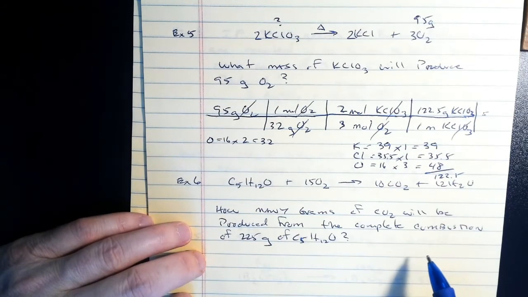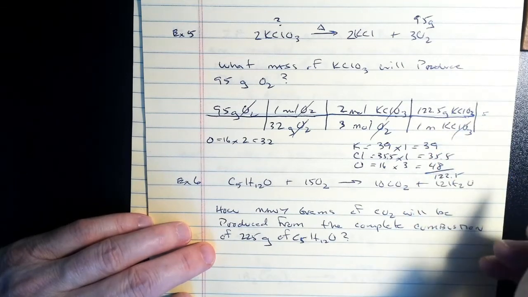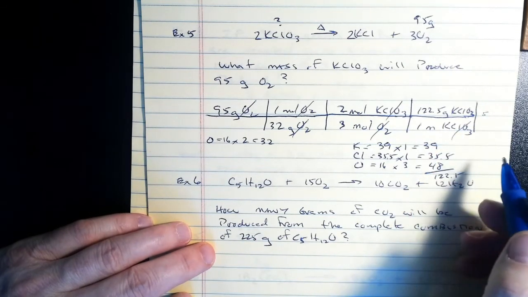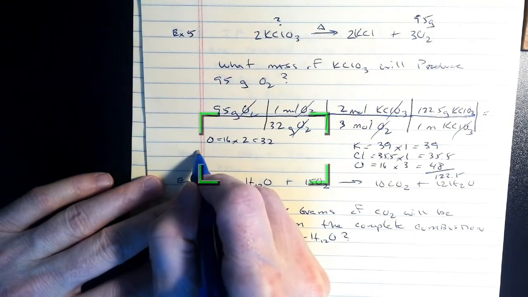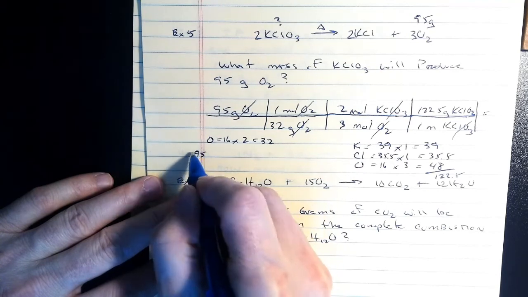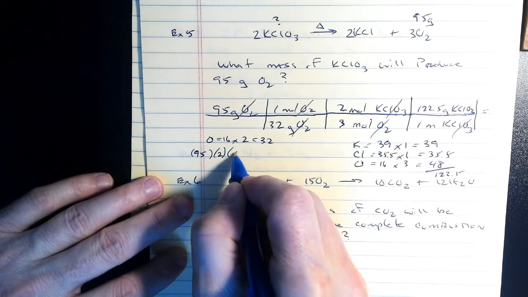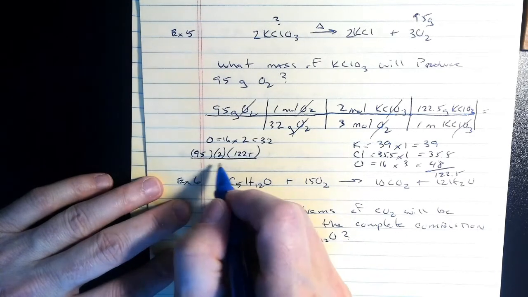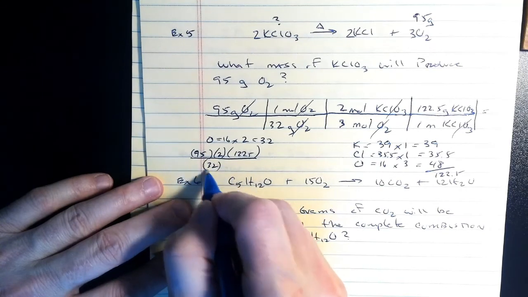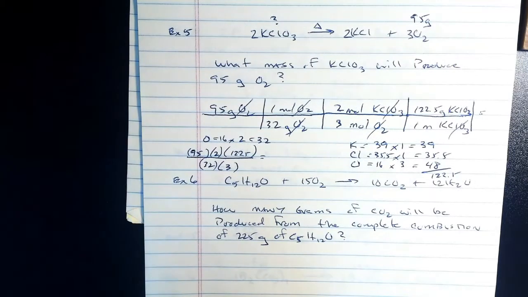So we have that, and now let's go ahead and pull our numbers over. So we're going to have 95 times 2 times 122.5 divided by 32 times 3. You guys want to pause me and go ahead and figure it out? That'll be good.